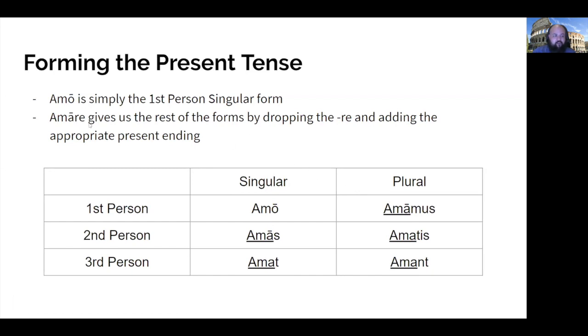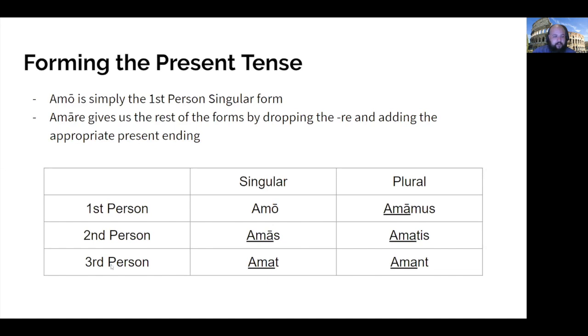And we do that by dropping the RE off amare, and we add the appropriate personal present ending, right? So the S, T, MUS, TIS, NT. So you can see that the AMA stem remains in the entire verb. So amo, amas, amat, amamus, amatis, amant. Okay, this also explains the spelling change between these 2. Amo is our first principal part, amare our second, gives us that stem change.